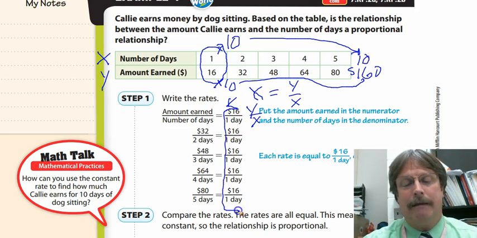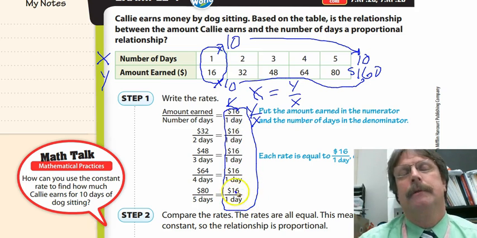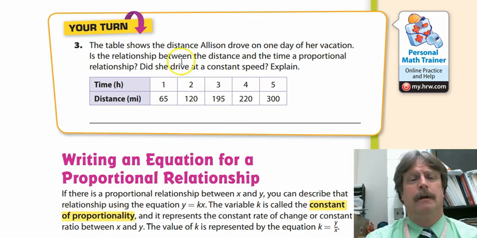All of this is K right here. You have to make sure that every one in your table, the proportionality, gives you the same number. If it gives you the same number, you have a constant of proportionality. So here in the your turn, you can see that Allison was giving you some information.